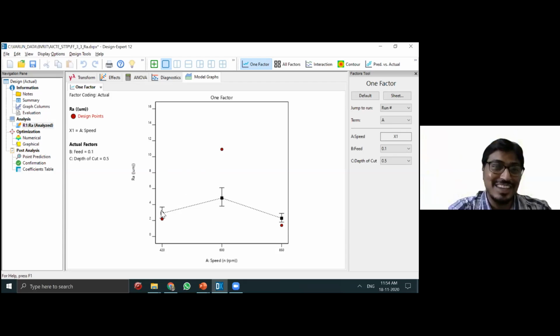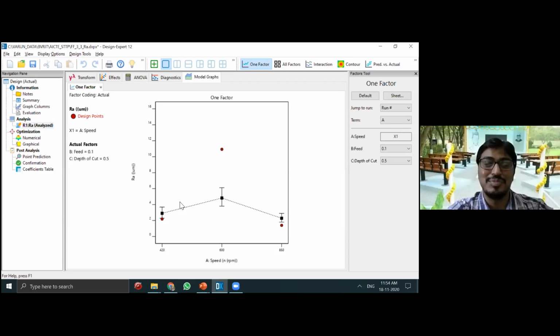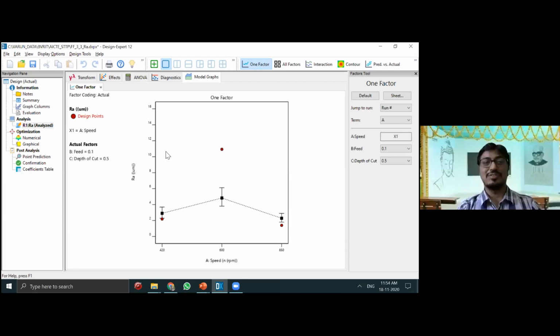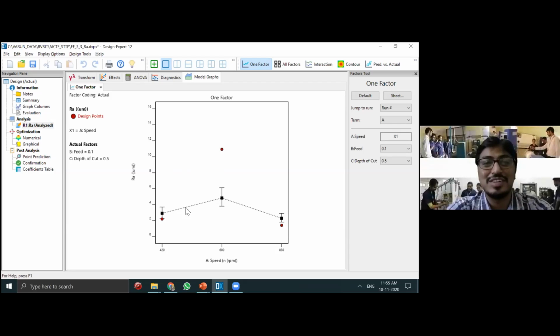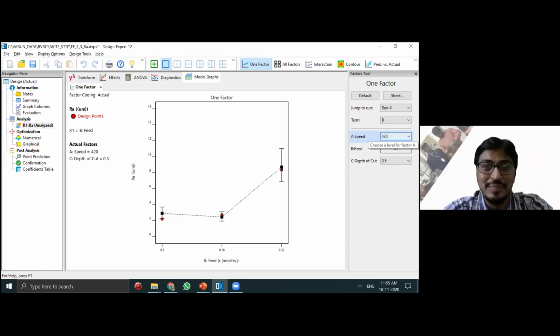That is why, as I told you, the R square value you're getting is not according to the desirability, 0.9, right? This is the problem. Usually, in general terms also, when the speed increases, the surface roughness value should come down. But here it is not coming down. Initially it is increasing, then it is coming down. What that means is there is some problem in the data or the experimentation. Okay, then let us go for B.